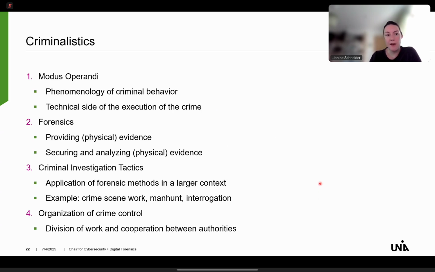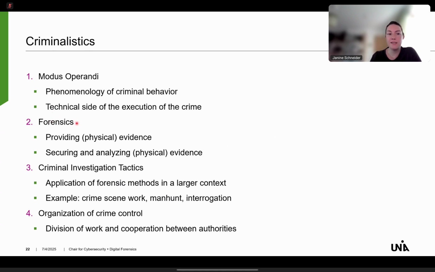And Hans Groß defines four main goals, or objectives, for criminalistics. We have the modus operandi, which describes the behavior of how a crime is conducted, for example. It's the technical side of the execution of a crime. This is something that criminalistics focuses on.